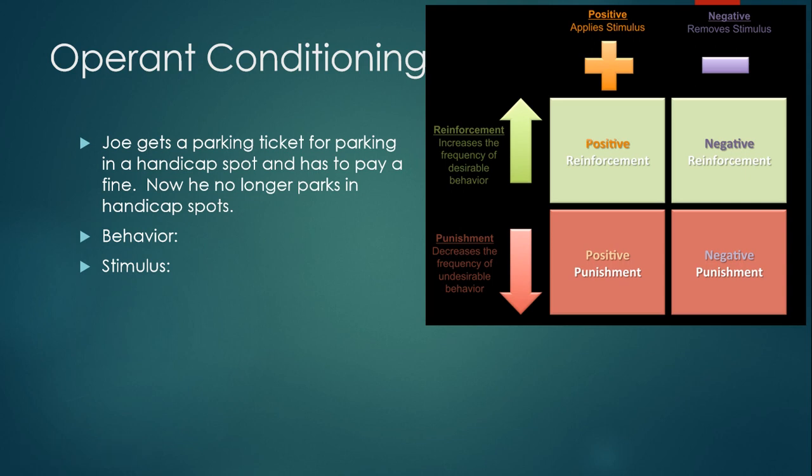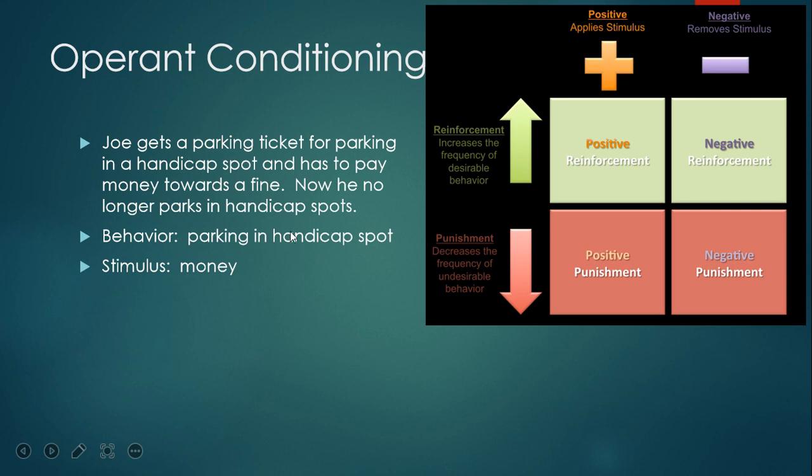Next one. Joe gets a parking ticket for parking in a handicap spot and has to pay a fine. Now he no longer parks in handicap spots. The behavior that's being changed is parking in handicap spots. The stimulus is going to be the parking ticket. Now this one gets a little ambiguous. The behavior is definitely decreasing, right? Parking in a handicap spot is less likely to occur in the future because something unpleasant happened.